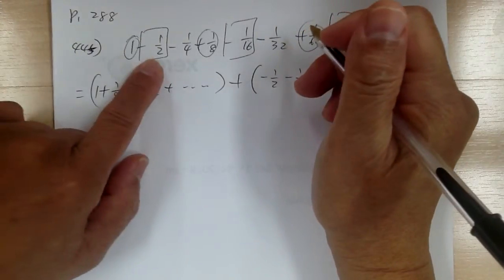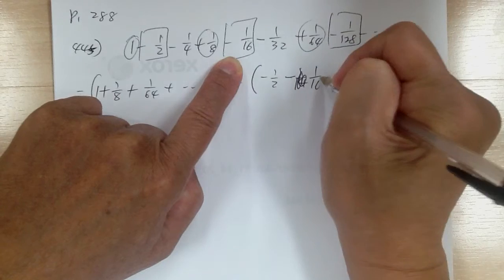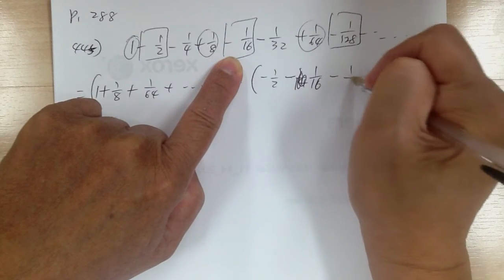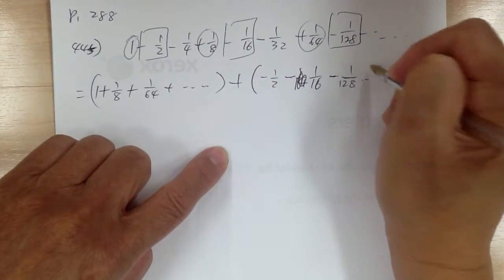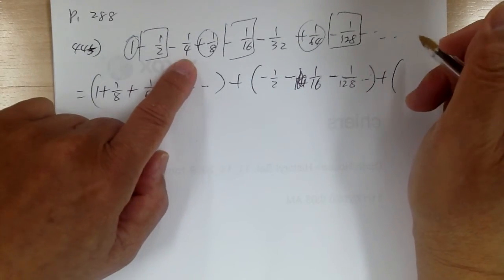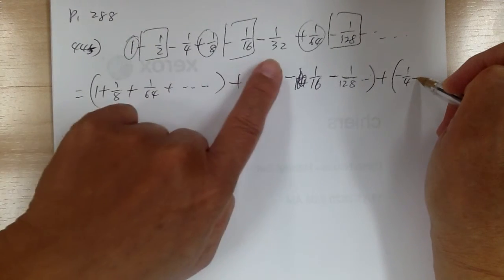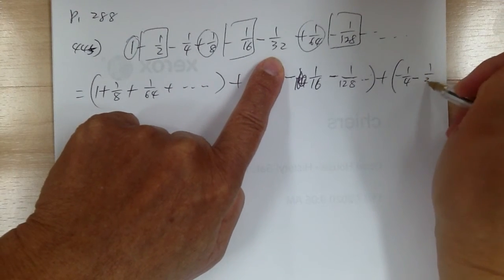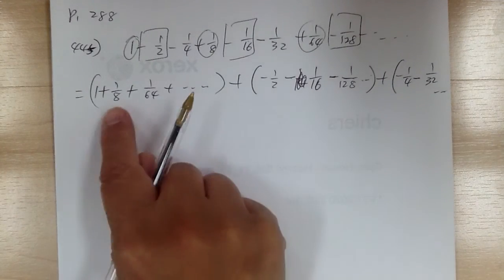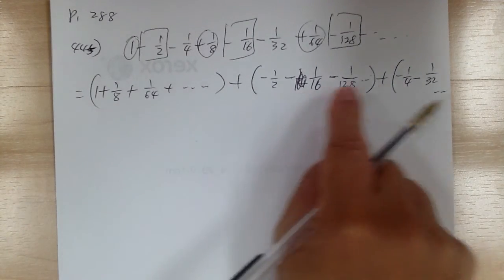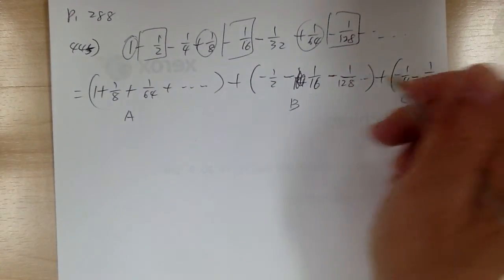So it'll be 1/2, 1 over 16, minus 1 over 128, dot dot dot. Plus the third one would be negative 1/4 minus 1 over 32, dot dot dot. Okay, so I'm going to call this A, B, C. So this is A, this is B, this is C.